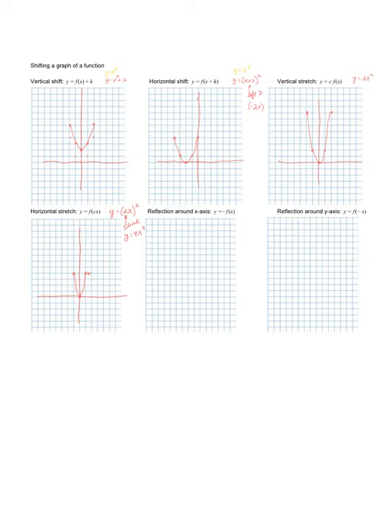Reflection around the x-axis occurs when you have a negative in the front of the function. What does a reflection mean? It means that instead of this parabola opening up, it is reflected down around the x-axis. It is now opening down.